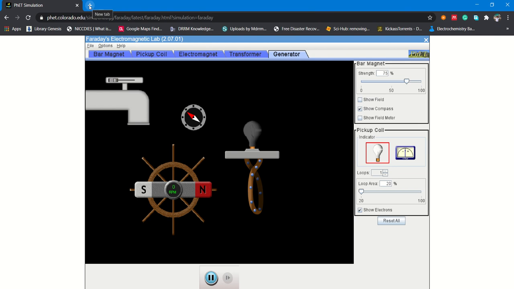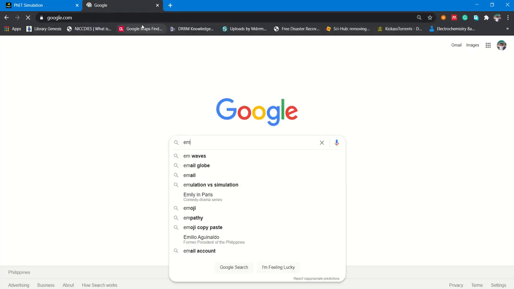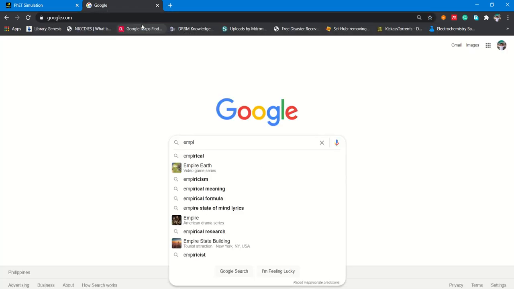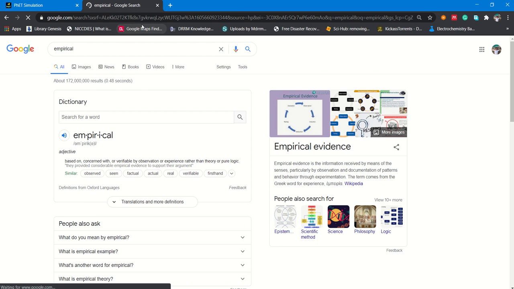When we say empirical models, it is that we measure and we test. So for example, empirical experiments, we simply do measurements, right? Empirical, by definition, is based on, concerned with, or verifiable by observation or experience rather than theory or pure logic. So again, there are two approaches in basically doing anything.